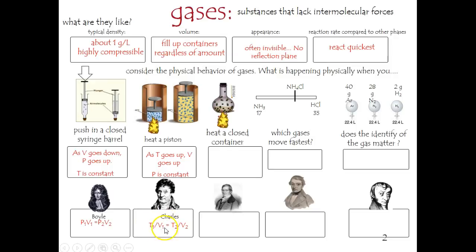This is the original conditions. These will be your new conditions. You must use Kelvin for temperature in order to have a proportional effect. You don't want to have something that can go below 0. This is known as Charles' law.